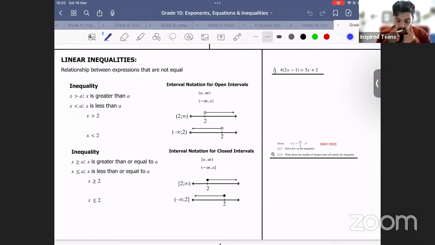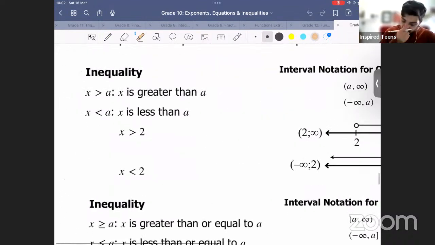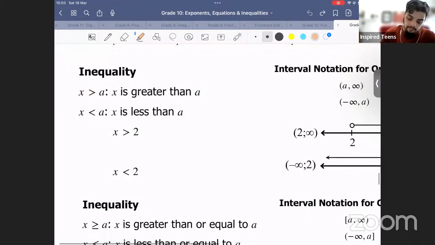That's fine. So linear inequalities: a relationship between expressions that are not equal. We call these inequalities because they're not equal. Makes sense. So let's look at some examples. If they say x and then that sign a, that means that x is greater than a. If they say x and then that sign upside down and then a, that means x is less than a. So what you need to remember is the open side.